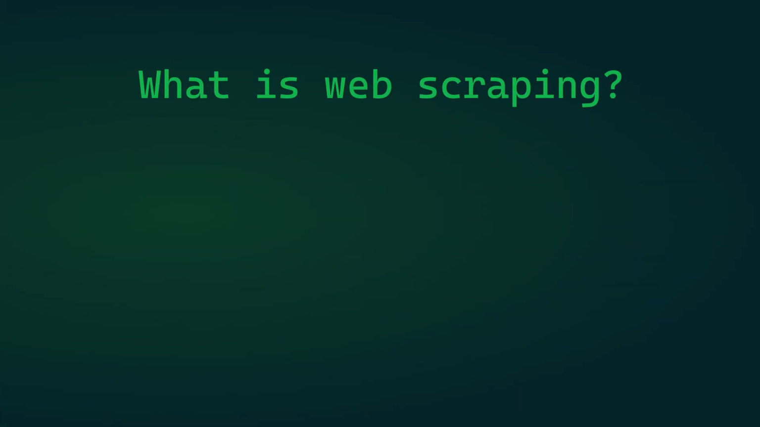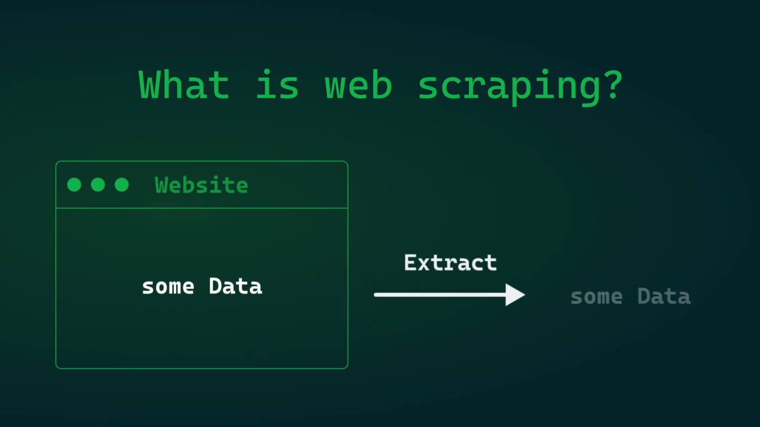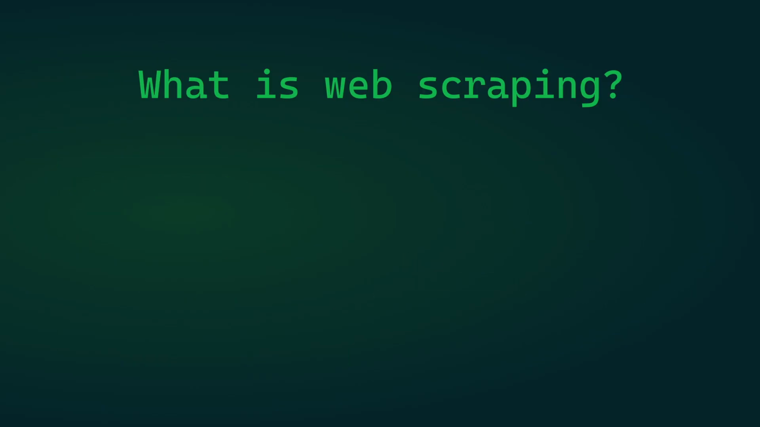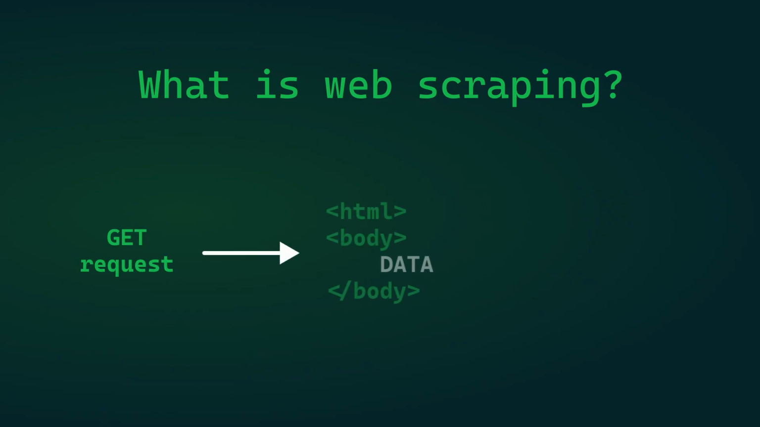So guys, what is web scraping? Simply put, it's a way to extract data from a website using code, instead of copying and pasting by hand. Imagine you want the latest news headlines, product prices, or job listings. With scraping, you automate it all. You send a request to a website, download the HTML, parse it, and extract what you need. This is especially useful for research, monitoring trends, automation, and even competitive analysis.